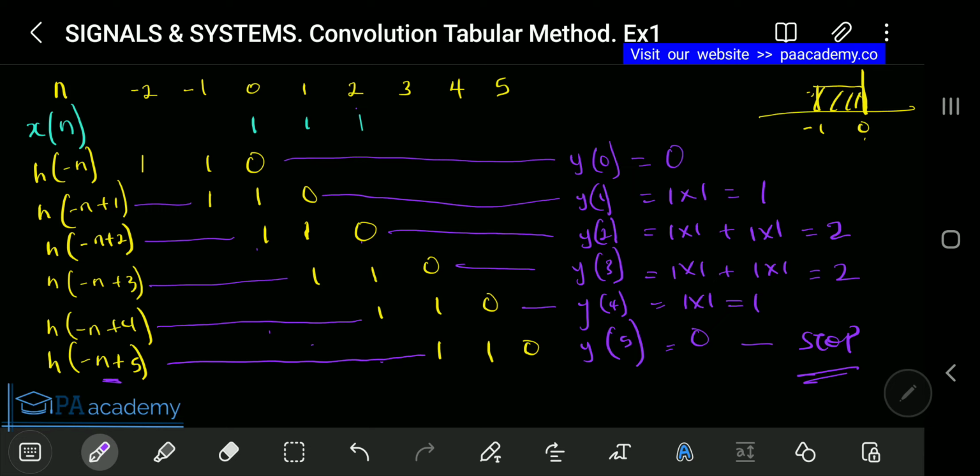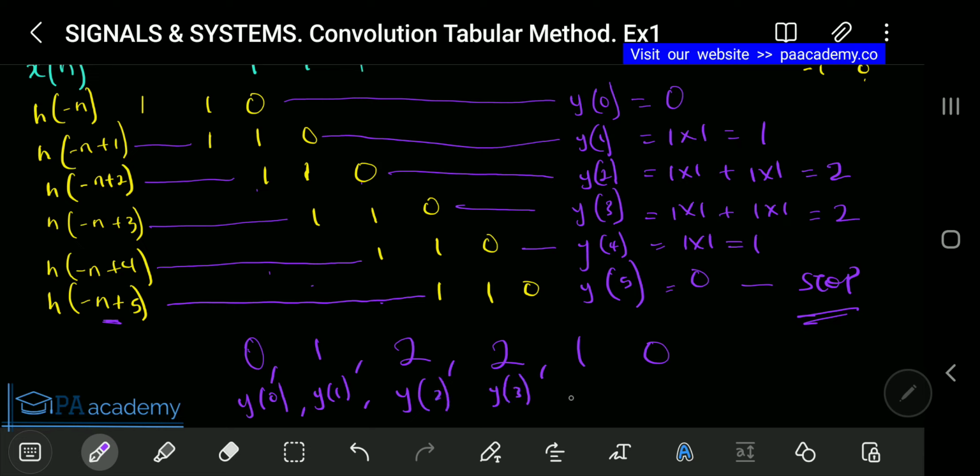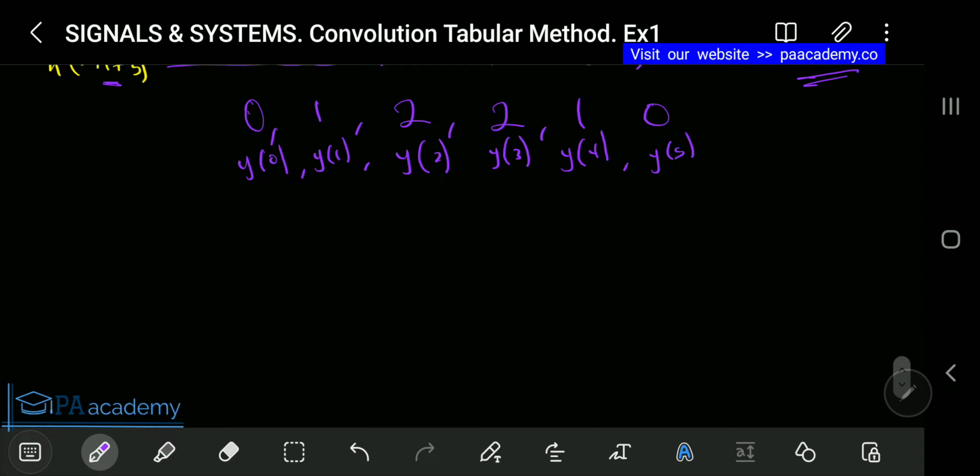Exactly. So the values we actually need now, let's just include the 0. That's 0, 0, 1, 2, 2, 1, and 0. So this is for y of 0, and this is for y of 1, and this is for y of 2, this is for y of 3, this is for y of 4, and then let's just take this as y of 5. So we can use this now to plot a graph of what the convolution sum will be.